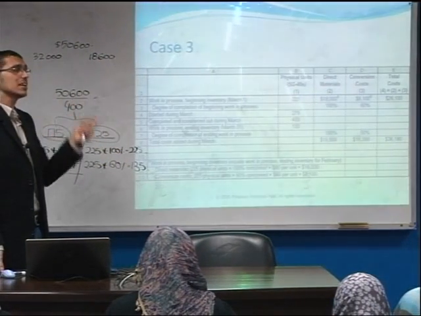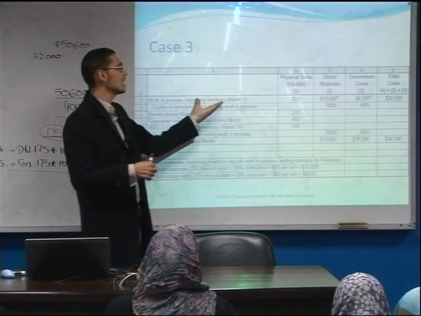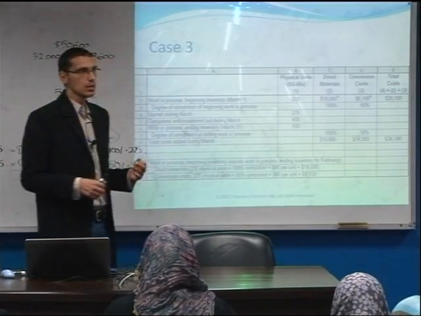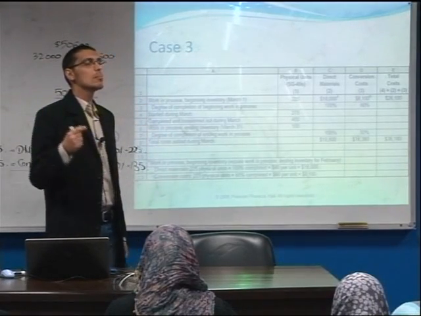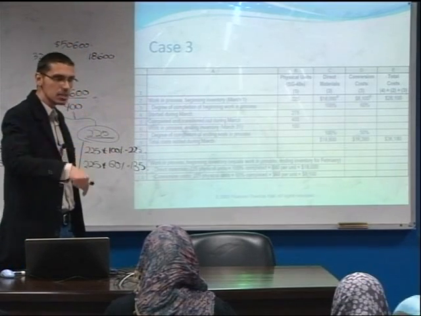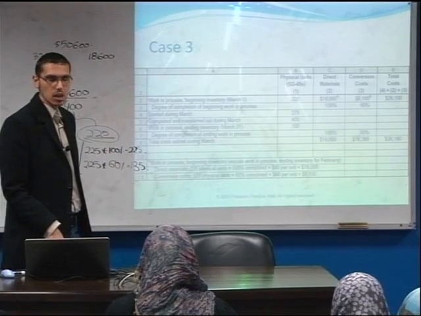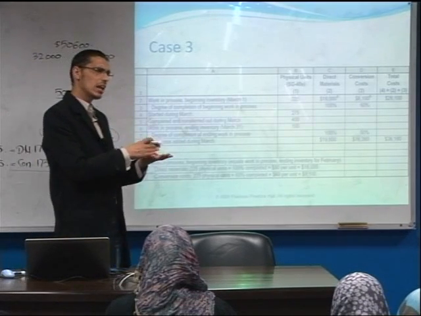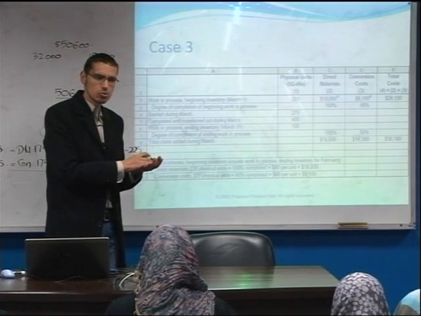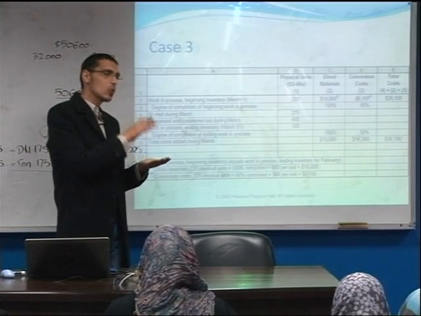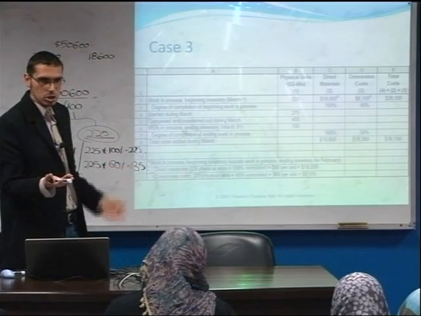The only difference between case number 2 and case number 3 is the introduction of the beginning work in process inventory. Now let us take case number 3, or scenario number 3, for the month of March for the assembly department, or the same department for case number 1 and case number 2. Of course, in February we had ending work in process of 225. Therefore, these 225 units would be the beginning work in process in March.